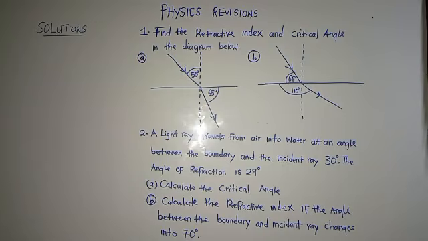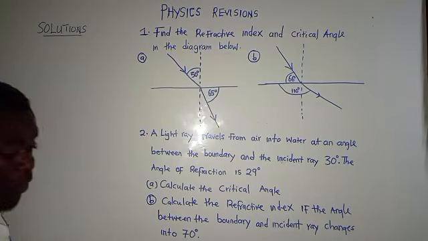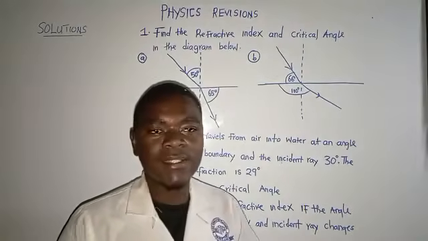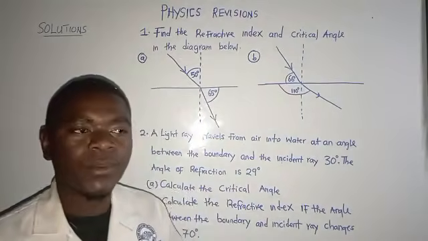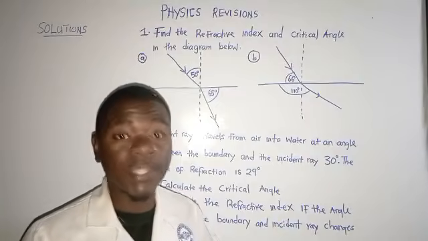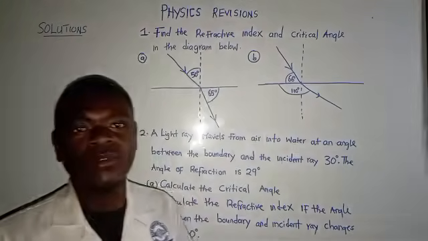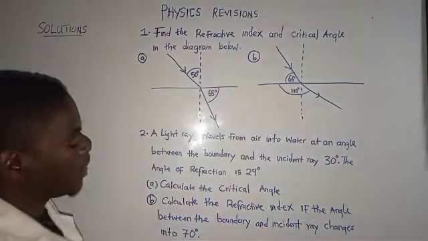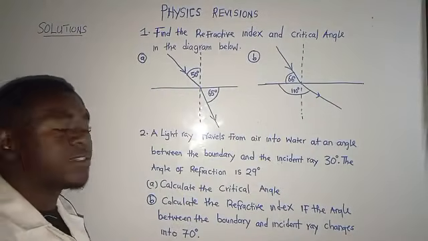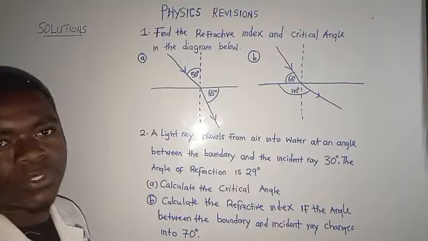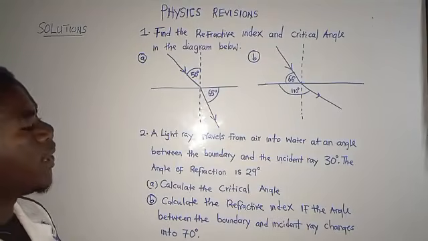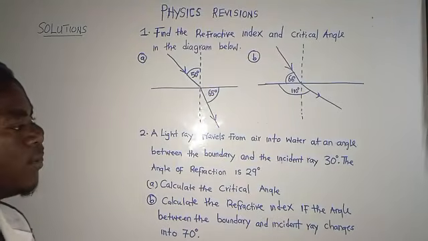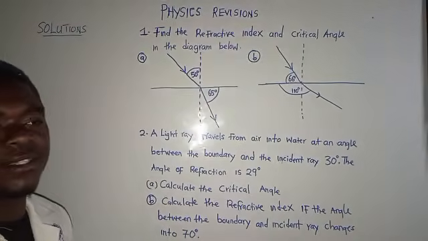So the question is saying, find the refractive index and critical angle in the diagram below. As we know, we are answering these questions together, we are revising together. Especially those of you under my online lessons, make sure that you are copying down these questions in your book so that you revise through them at your own time after this lesson.